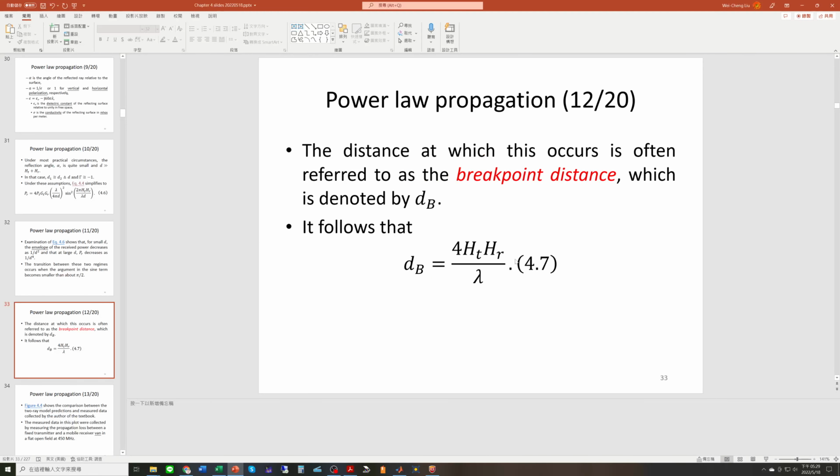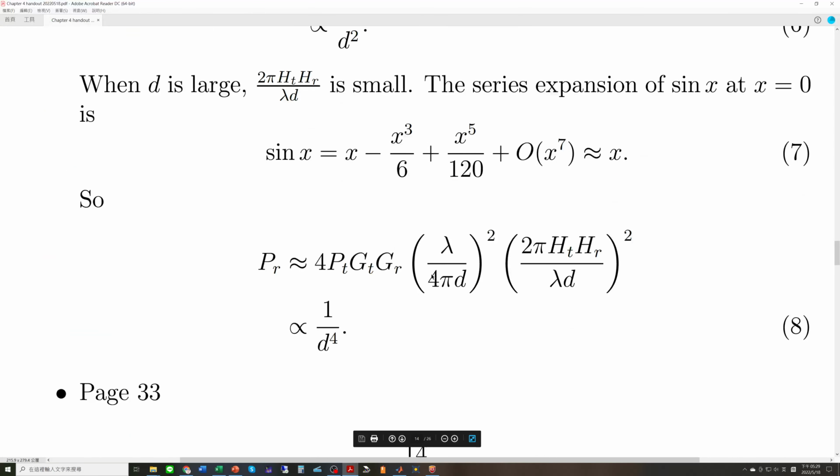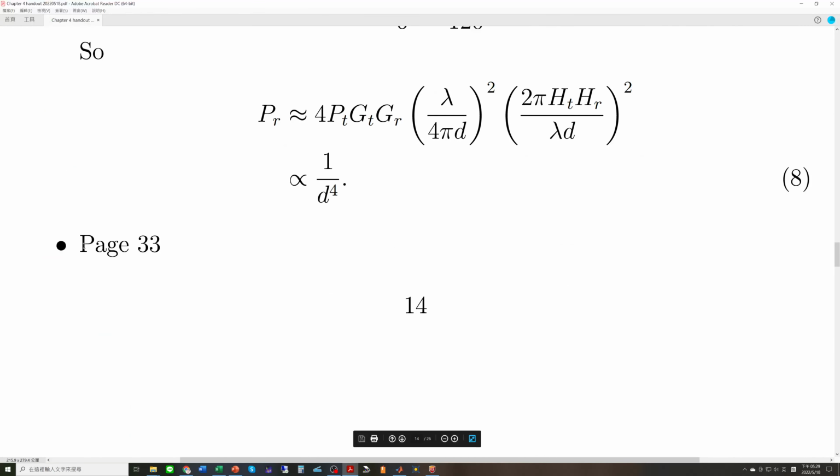Let me fix the position of the equation number. How do we derive this equation? Please see the handout, page 33.